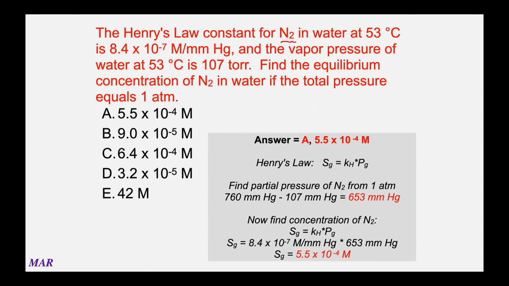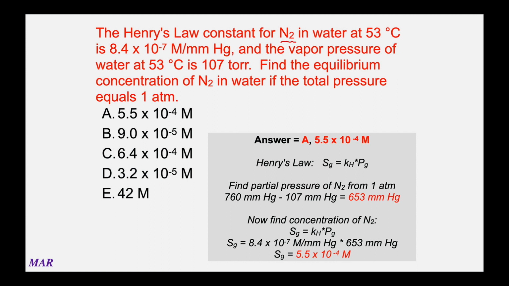So that means you have 653 millimeters of mercury pressure for nitrogen at this specific temperature. So the solubility, according to Henry's law, is going to equal that strange Henry's law constant times 653 millimeters of mercury, the pressure of just the N2. And you can see how millimeters of mercury cancel. You'll have just big M left over. 5.5 times 10 to the minus 4 molar is the concentration of the N2.